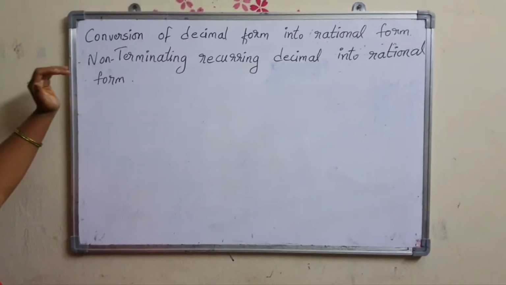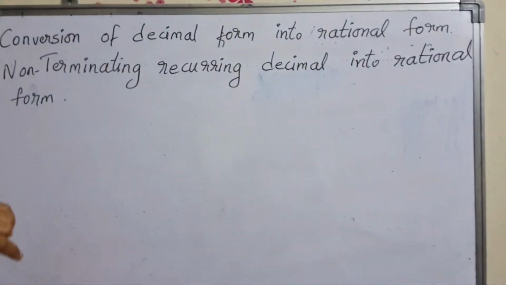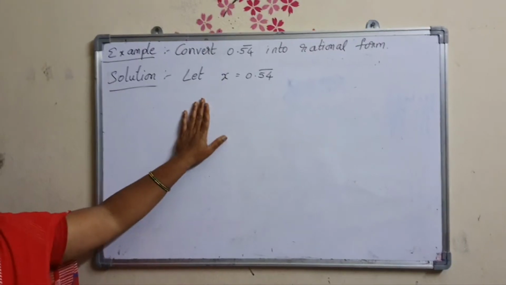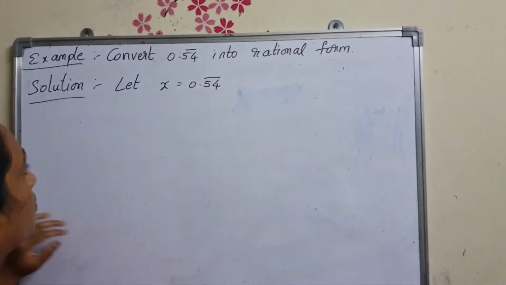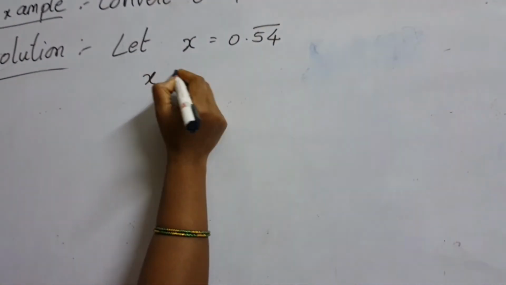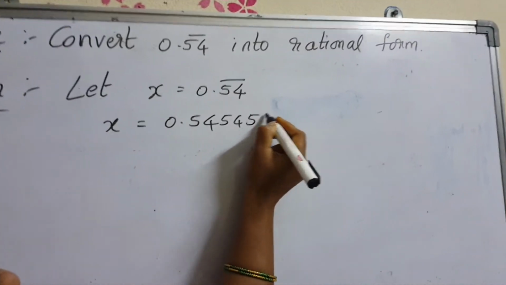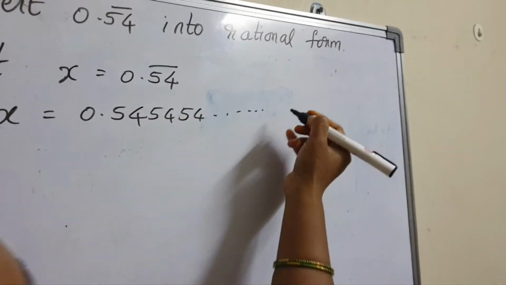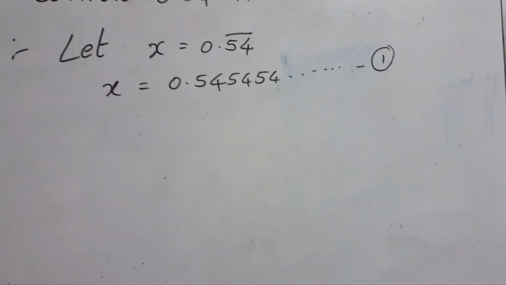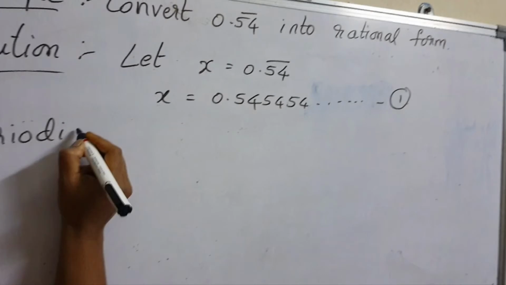Now let us know how non-terminating recurring decimals are converted into rational form. Let us take a few examples. Let x is equal to 0.54 recurring. This is nothing but a non-terminating recurring decimal. This is written as x is equal to 0.545454 and it is repeating like that. Let us consider this as equation 1. Here the periodicity is 2.